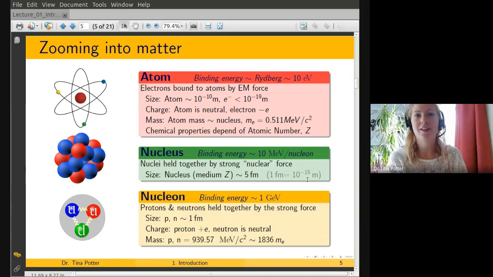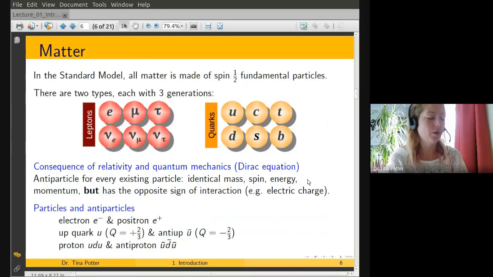So let's have a look at these fundamental particles. In the Standard Model, we understand that matter is made up of fermions, these spin half fundamental particles. And there's 2 types. There's leptons and there are quarks. And you may be very familiar with some of the leptons, for example, the electron. And then it's got a heavier version, which is the muon, and an even heavier third version there, which is the tau. So these are the 3 generations, and they tend to increase in mass as you go up.